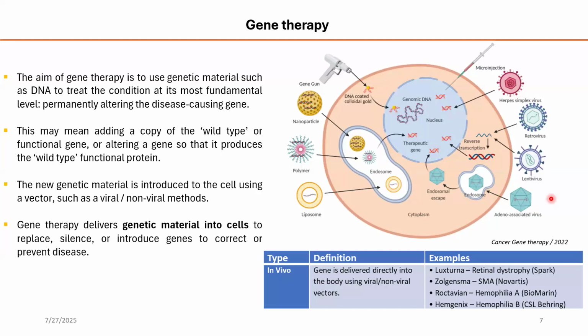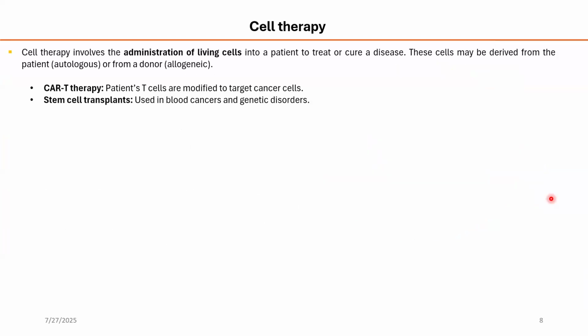Dr. Ketana: Okay, so now coming to cell therapy. What is cell therapy? Cell therapy means you administer living cells into the patient to treat or cure a disease. These cells are normally derived from the patient itself, which is autologous cell therapy, or from a healthy donor, which is allogenic. Majorly there are two types. One is CAR T cell therapy, which is chimeric antigen receptor T cell therapy, where the patient's T cells are modified to treat the cancer cells. The other is the stem cell transplant using blood, which is mostly used in blood cancers and genetic disorders.